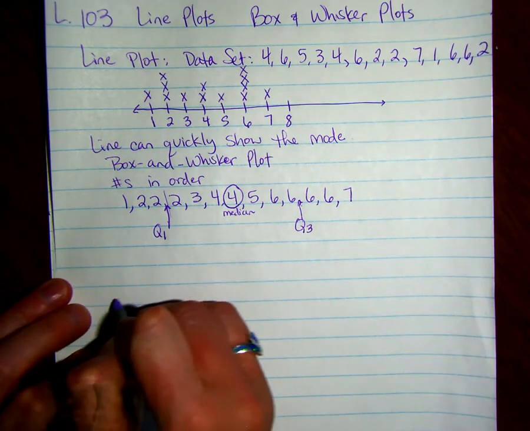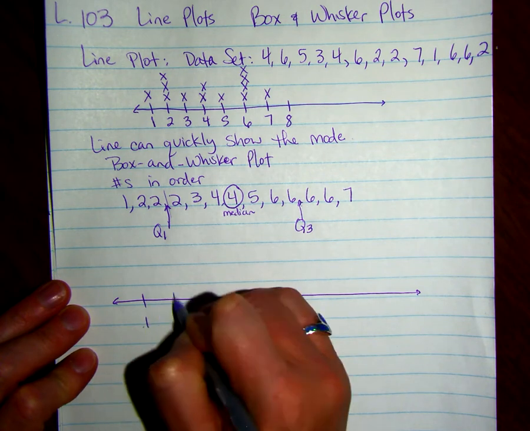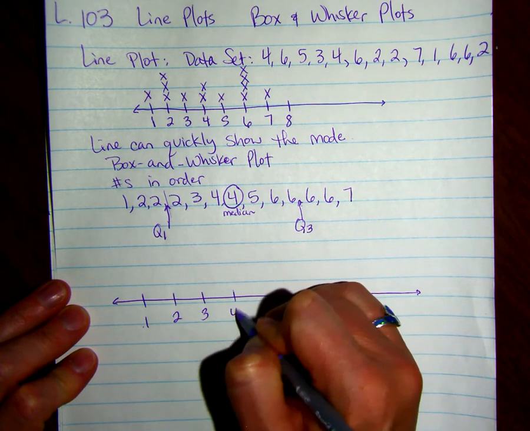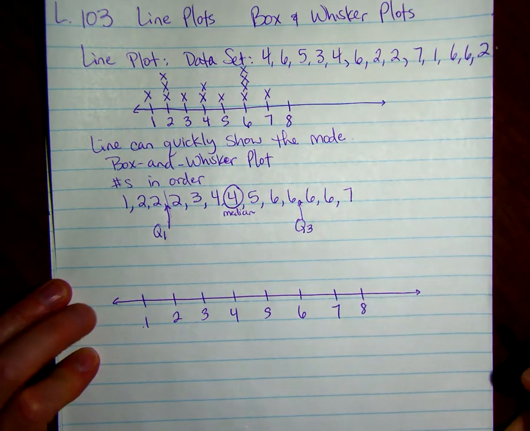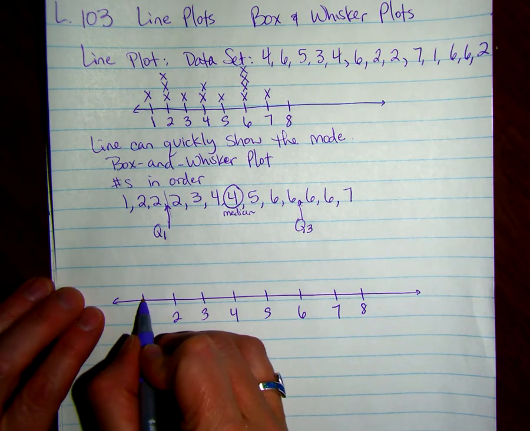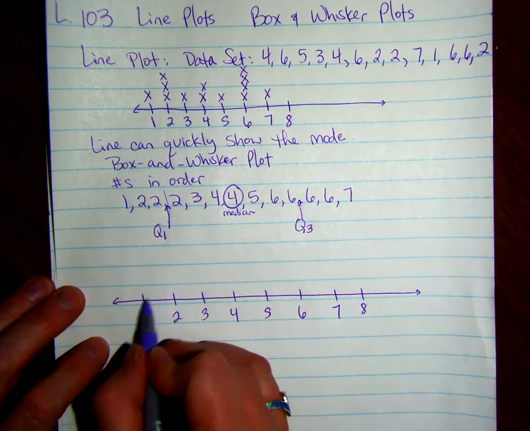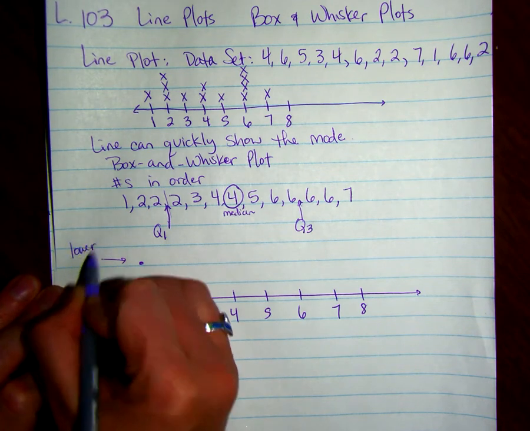So what we do is we draw our number line. Again, it must be labeled properly. So we're going to do 1, 2, 3, 4, 5, 6, 7, 8. We will put our lowest number. So we have the lower extreme, and we draw a dot above the number line. This is called the lower extreme.